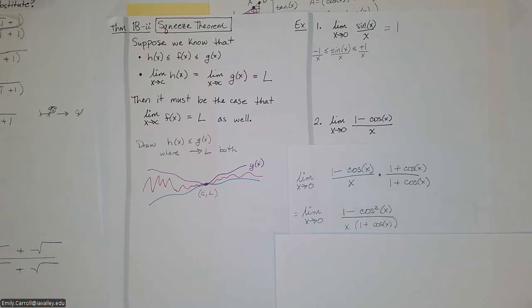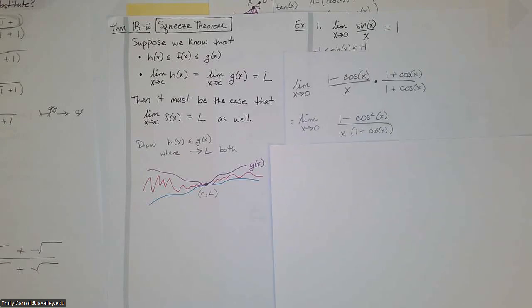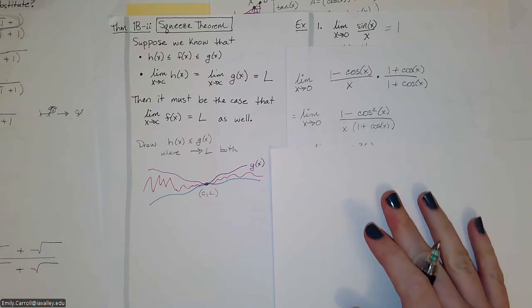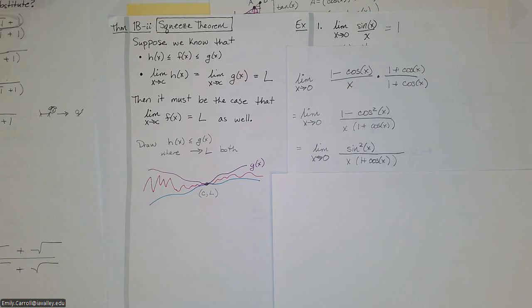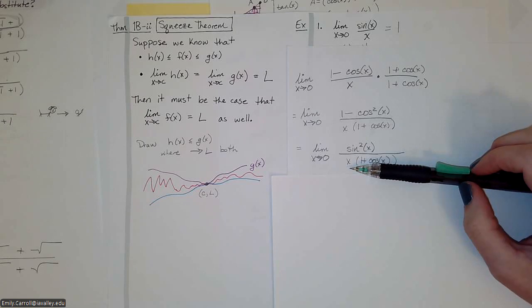That'll look like this. Okay, after you FOIL the numerator, you're going to get 1 minus cosine squared. Now from there, remember your Pythagorean identity. 1 minus cosine squared is equal to sine squared. So I'll rewrite like that. Now I'm going to do something really clever. Again, I already know that the limit as x goes to 0 of sine of x over x is going to go to 1. Notice that there's a sine there and an x there.